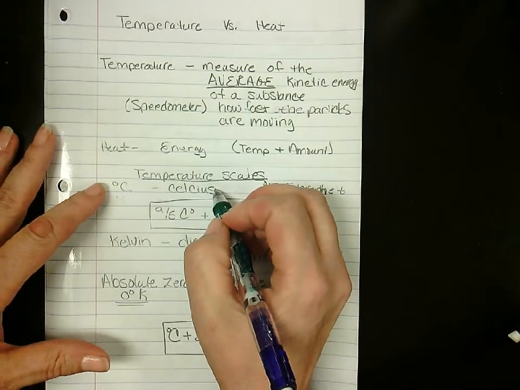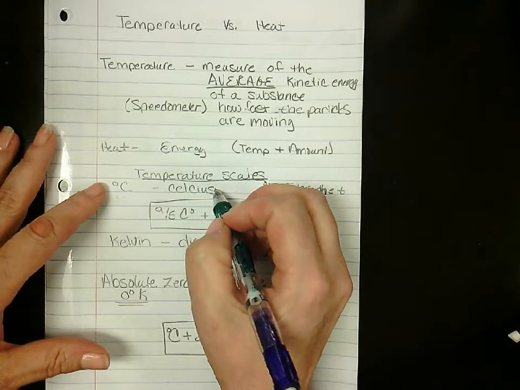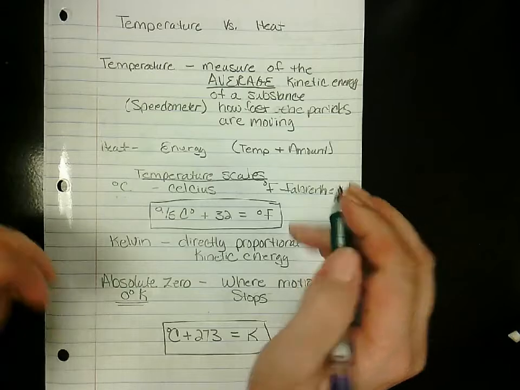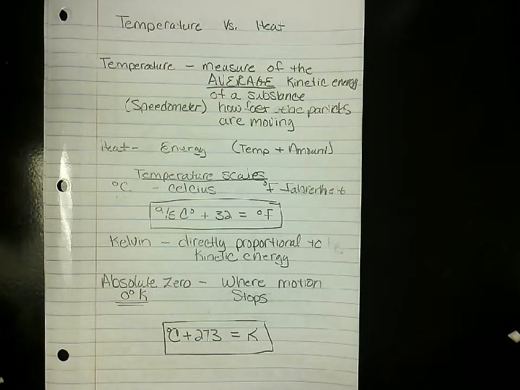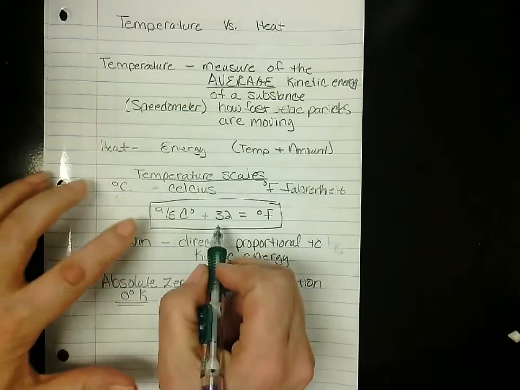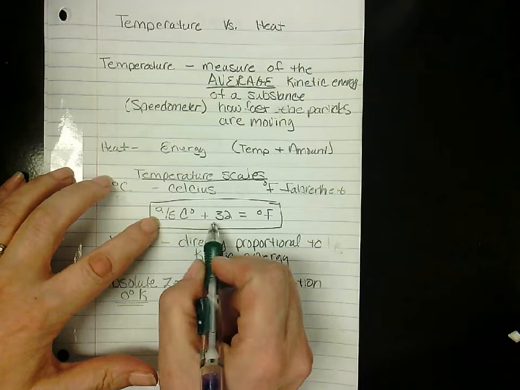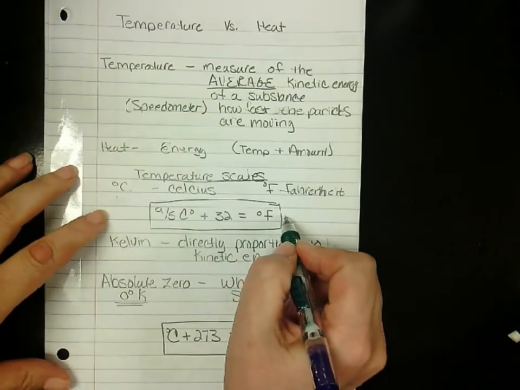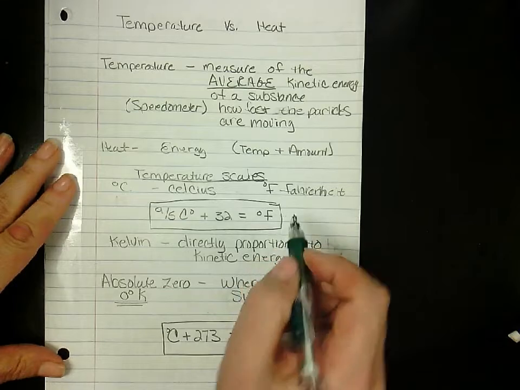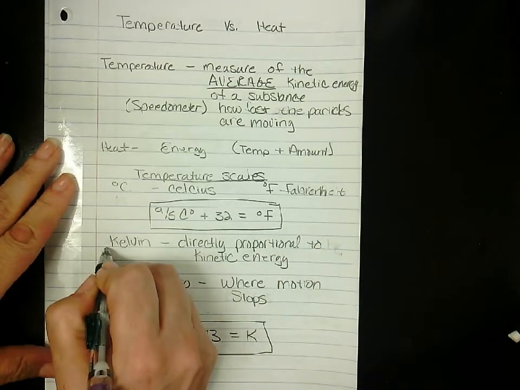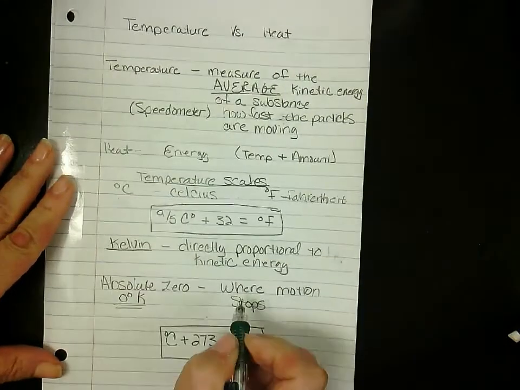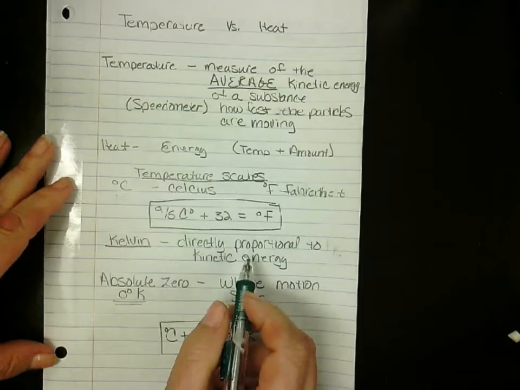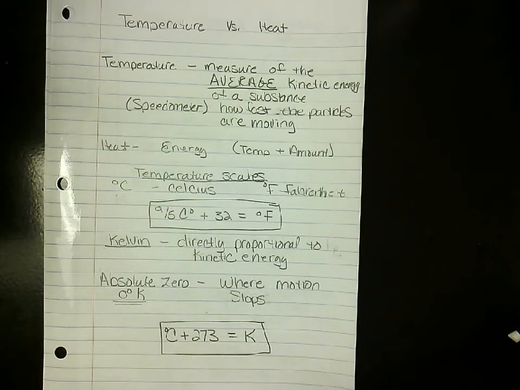Celsius, water freezes at 0 degrees Celsius. And in Fahrenheit, here in the US, we say that water freezes at 32 degrees Fahrenheit. And here is that conversion if we want to know Fahrenheit from degrees C. And we won't be using this much. What I do want to introduce you to is another temperature scale called Kelvin. And this is directly proportional to the kinetic energy. So let me show you why Celsius and Fahrenheit are not.